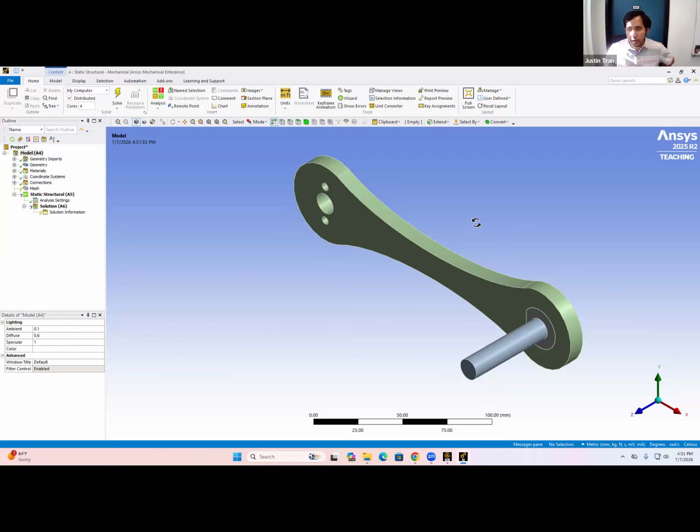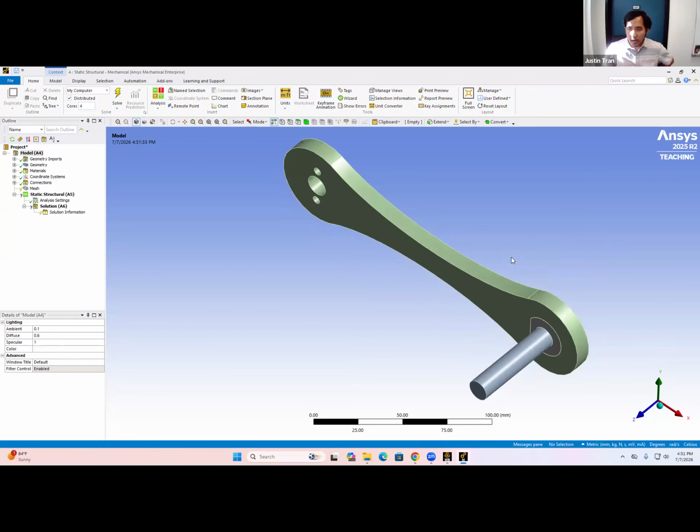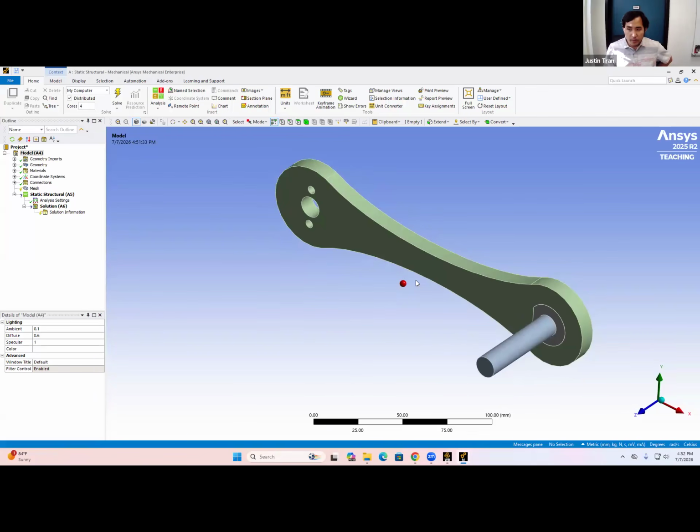Okay. So if everything turned out well with your geometry import, you should be able to see the part here. Okay, so here is our bike crank. Technically, it's an assembly, so it's an assembly of actually 3 different parts here. But we're going to focus our analysis just on the crank portion. Okay, so is everyone able to open up ANSYS Mechanical and you see the part opened up here? Okay, good.